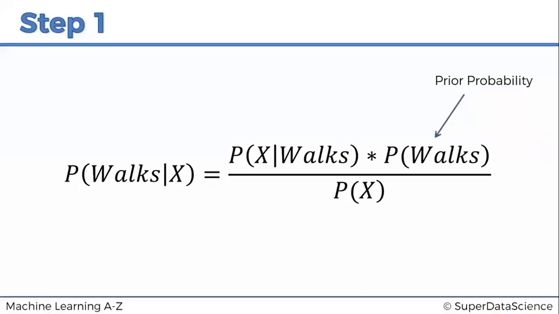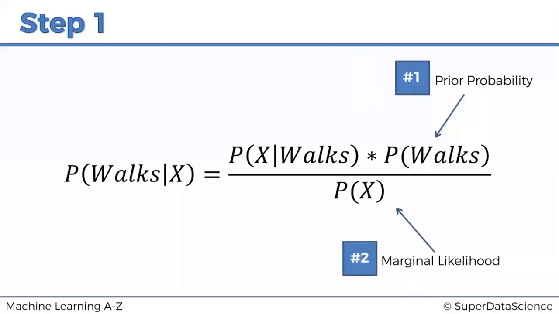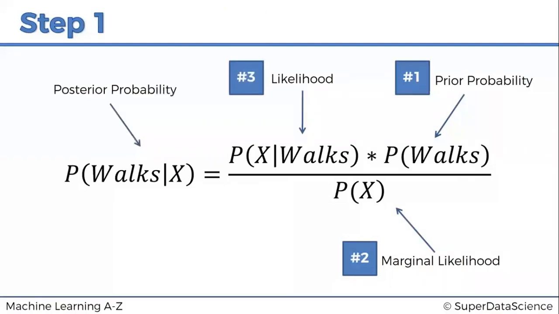This one over here is called the prior probability, and we're going to calculate that first because it's the easiest to calculate. The next one is the marginal likelihood, and we're going to calculate that second. The third one is the likelihood, and we're going to calculate that third. And finally, what we're looking for is called the posterior probability, which we're going to calculate fourth. All right, so that's our plan of attack for step one.